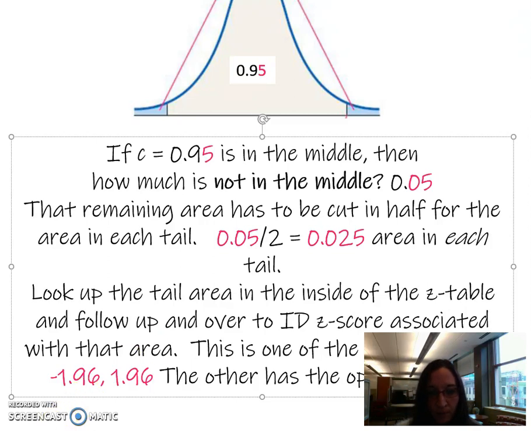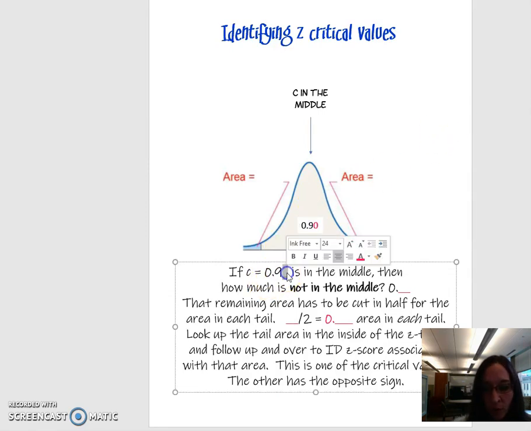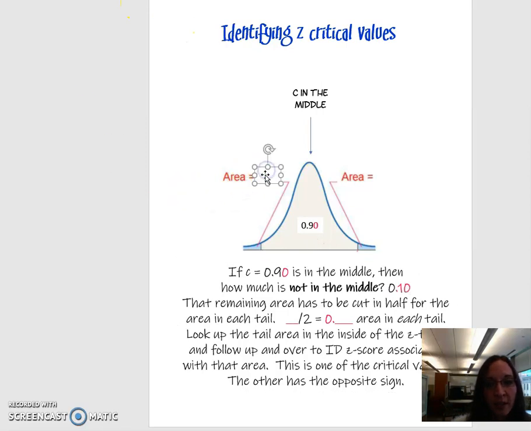For this second example, I would like to identify the z-critical values for a 90% confidence interval. So if 90%, or the area under the curve in the middle, is 0.90, then how much is not in the middle? 0.10, right? And as we saw in the previous example, we need to take that area, 0.1, and cut it in half to show that each tail has an area of 0.05.